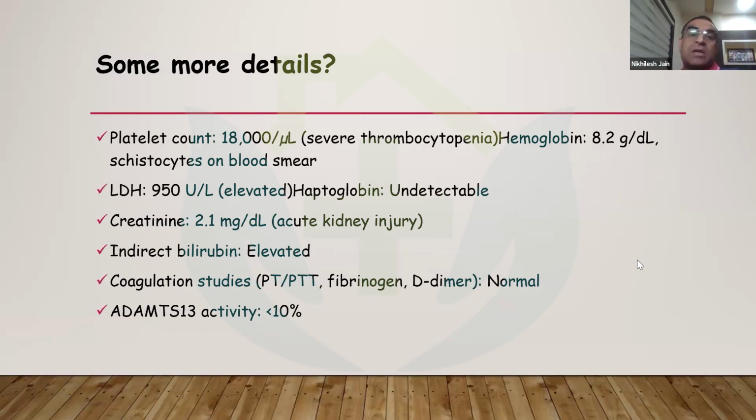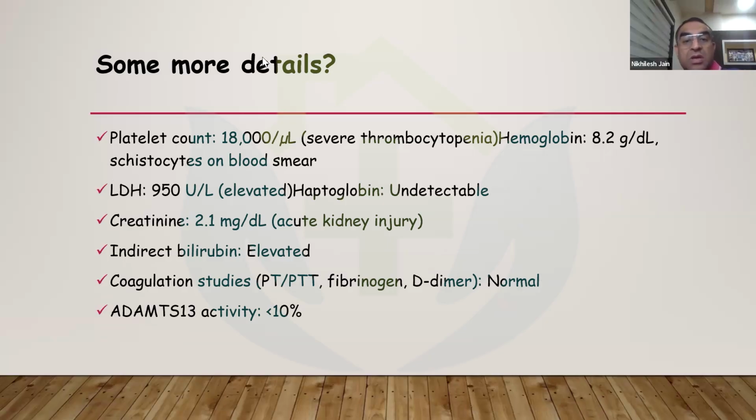So you get a platelet count, which is 18,000 per microliter, severe thrombocytopenia, with hemoglobin of 8.2 grams per deciliter. Schistocytes on blood smear. You've got an LDH value of 950 units per liter, which is elevated. Haptoglobin is undetectable. Creatinine of 2.1, acute kidney injury. Indirect bilirubin is elevated. Coagulation studies are normal. And you've got an ADAMTS13 activity, which is less than 10%.